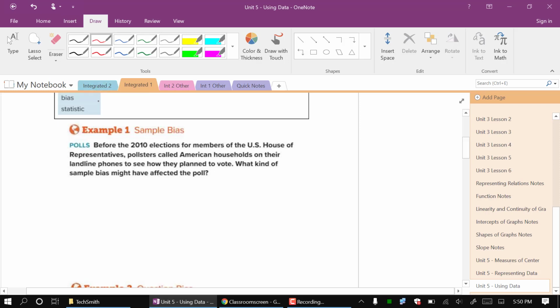So the first thing we're going to do is identify the intended population. So step 1. The population is all likely voters.